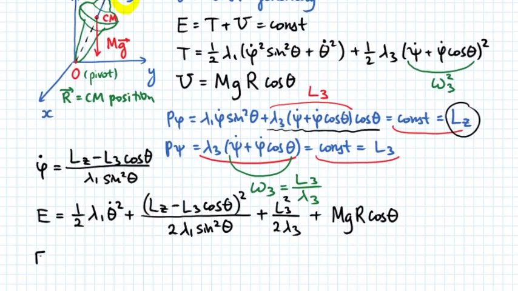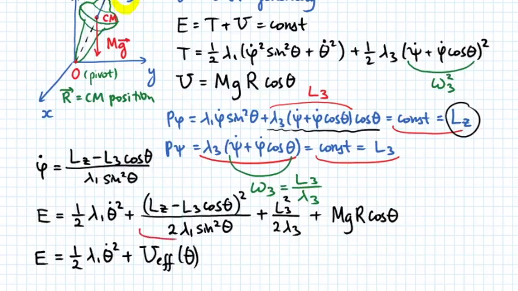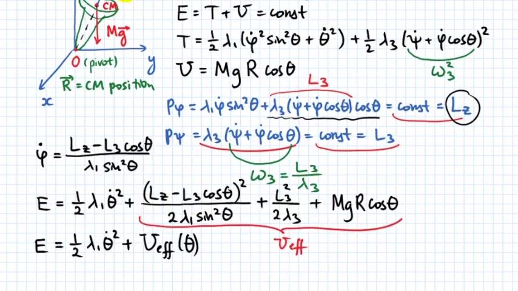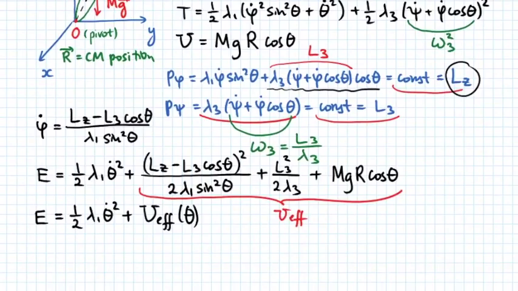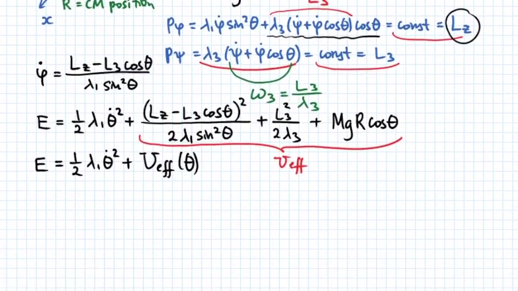Surprisingly enough, we can rewrite the full energy in terms of a term that looks like kinetic motion with respect to theta, plus an effective potential that depends on theta. This effective potential is all of this here. So once again, we get a one-dimensional motion of theta in its effective potential.